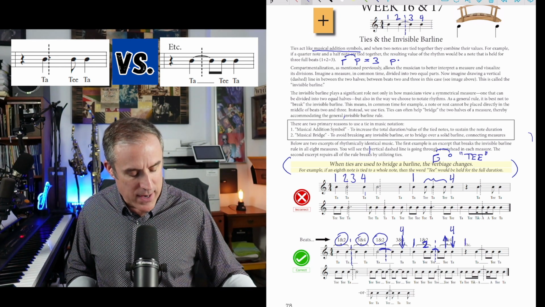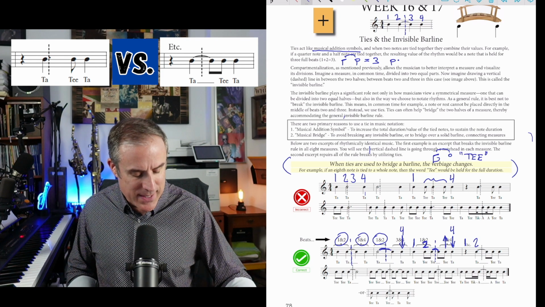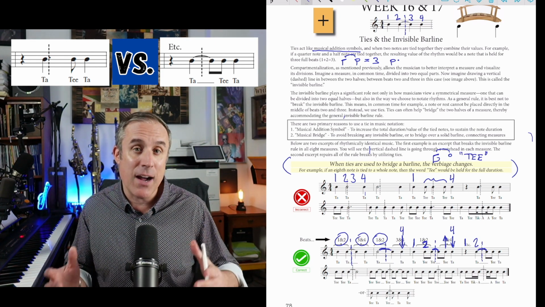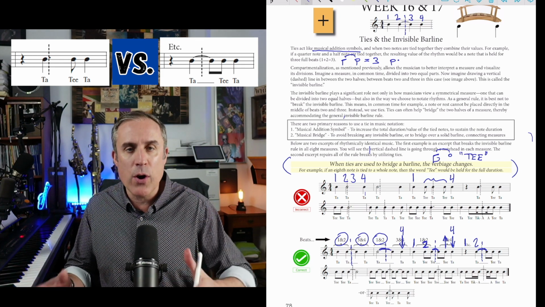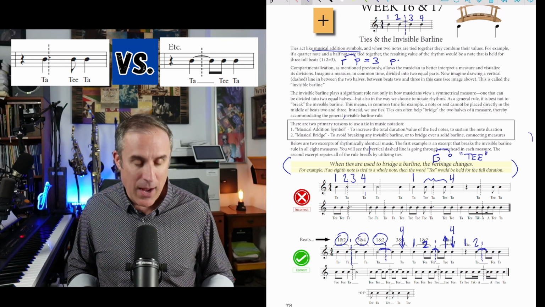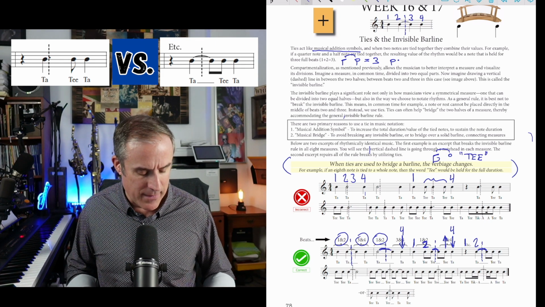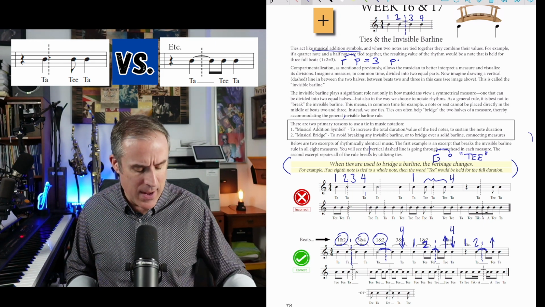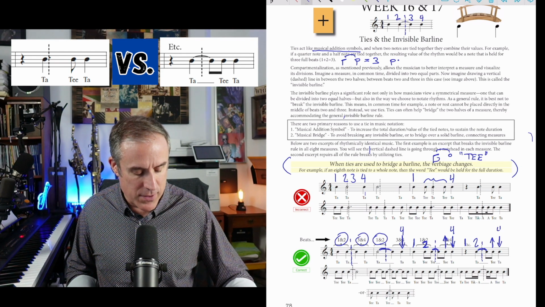We have a quarter rest on beat 1. On beat 2, we've got a quarter note with this tie bridging the gap over the invisible bar line. It's tied to an 8th note. A quarter note plus an 8th note is equivalent to a dotted quarter note, and we'll just say ta for the duration. Then on the upbeat of beat 3, we have this 8th note, and on the downbeat of beat 4, we have this quarter note.